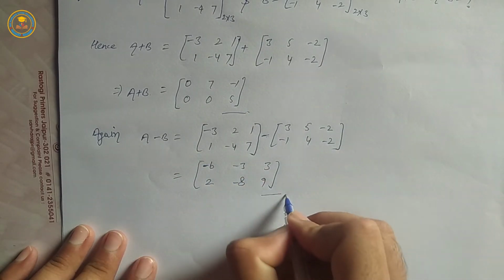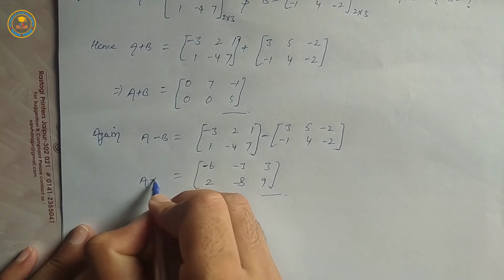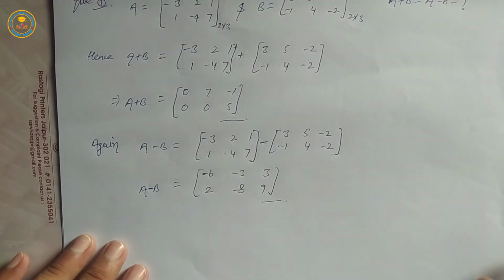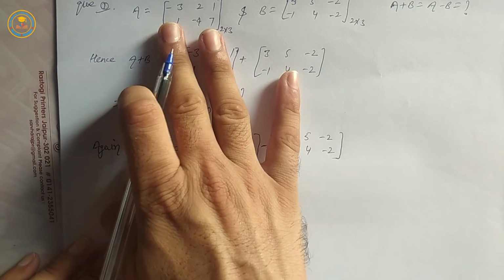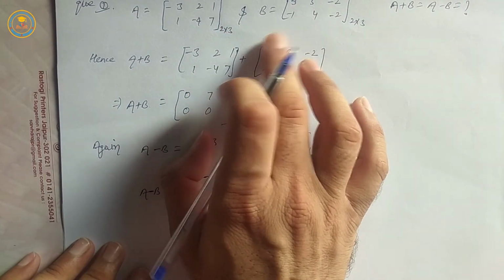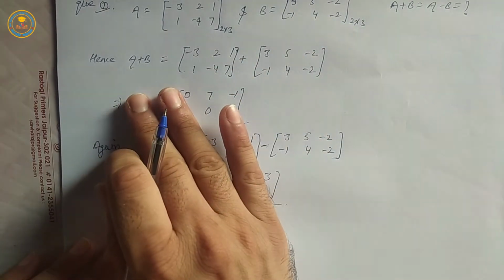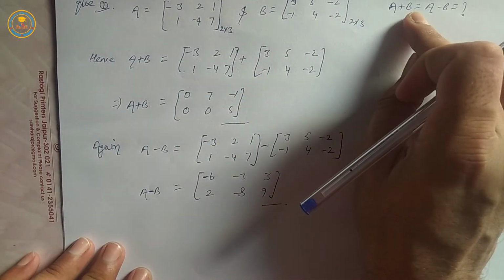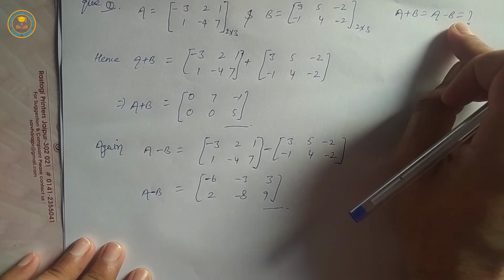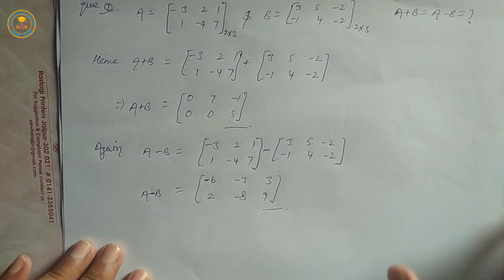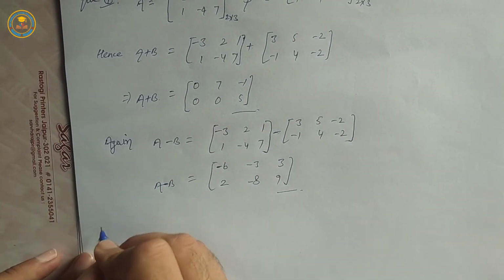That is the answer. Okay, A minus B. Order of matrix A 2 by 3 is equal to order of matrix B 2 by 3. So A plus B and A minus B are possible, otherwise not possible. Question number 2.